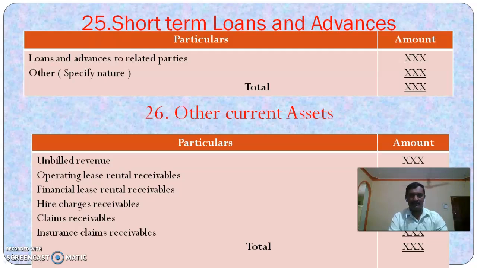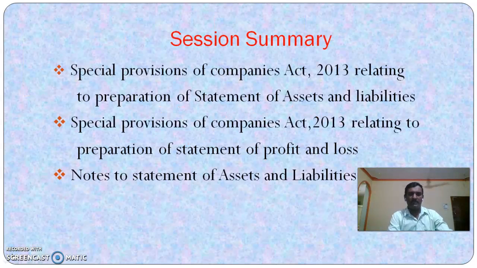And if there are any other current assets like unbilled revenue, operating lease, finance lease, hire charges receivables, claims receivables, insurance claims receivables and the like, they are also to be taken under a separate note and recorded under the head current assets of the balance sheet. In this way, we have to prepare the notes to the statement of assets and liabilities, and the totals are to be taken to the balance sheet under the respective heads.